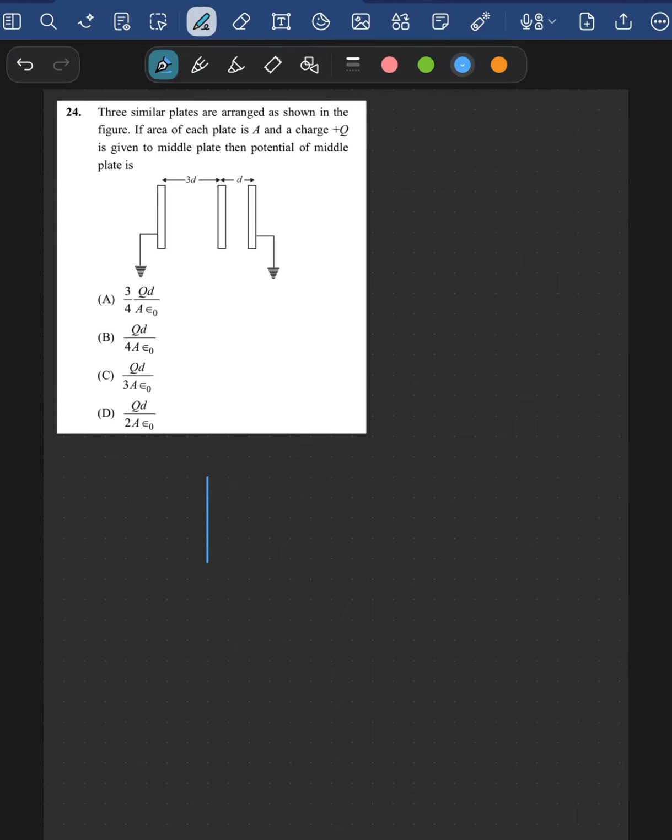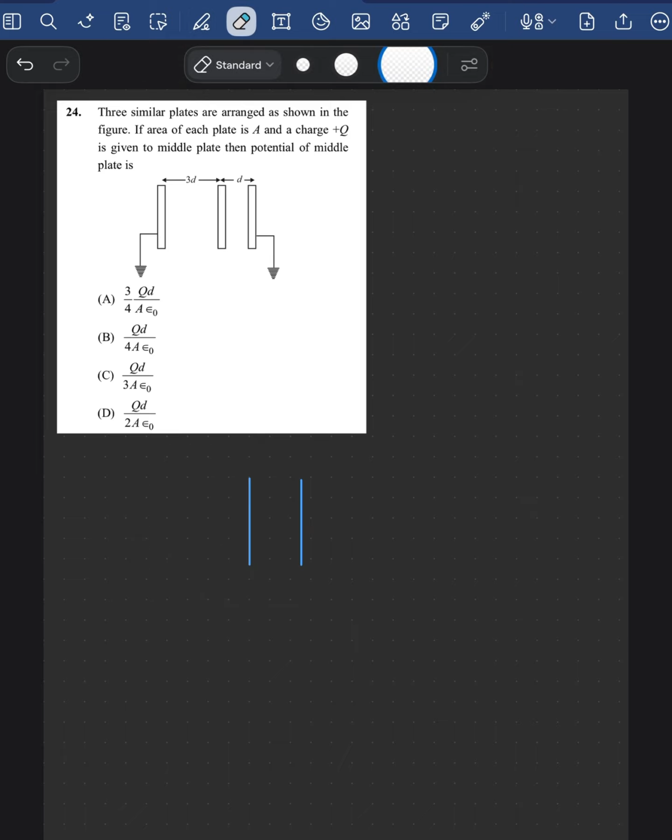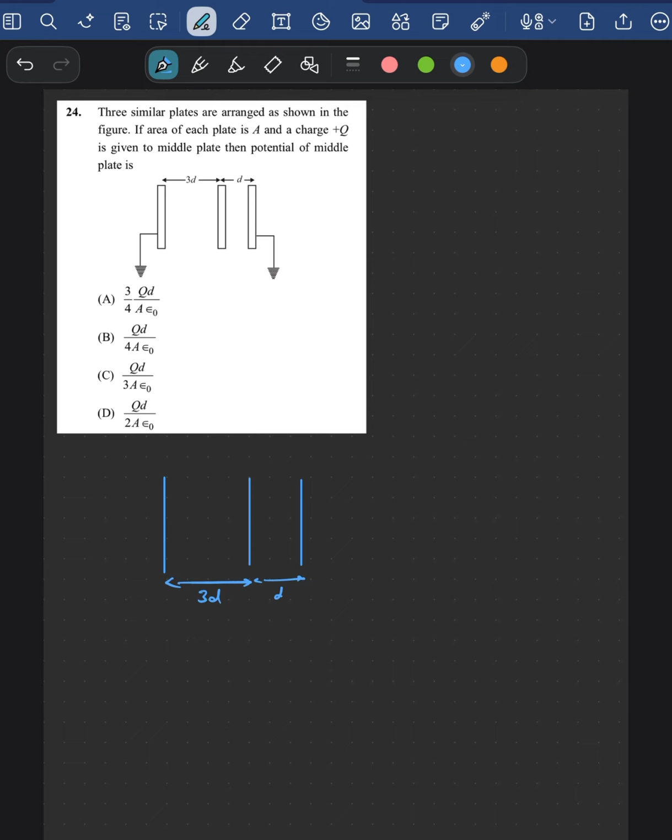So let me draw your three conducting plates. I'm not drawing the thickness, so these are your three conducting plates. This distance is given as 3D, whereas this distance is given as D. And now a charge Q is given to the middle plate. And this is grounded. This is also grounded, right?